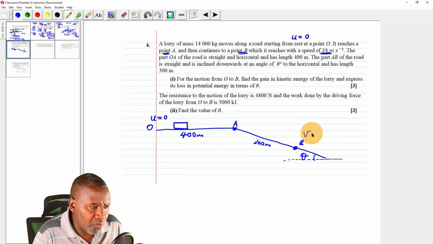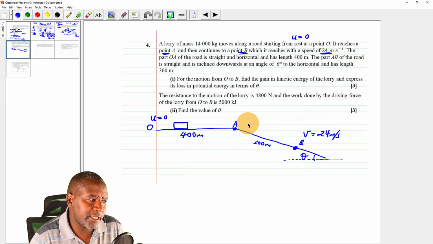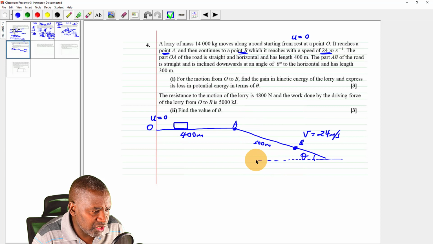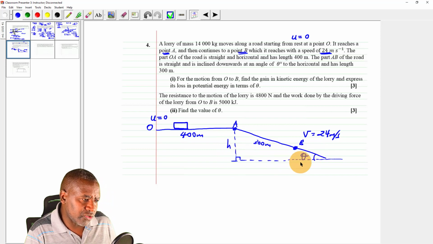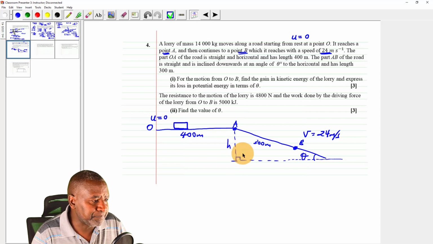V here was 24 meters per second. So we can definitely calculate the gain in kinetic energy of the lorry and express its loss in potential energy in terms of theta. The loss in potential energy will be due to this change in height here, this h. Notice that this is a right-angled triangle with the hypotenuse given, and we know the opposite. That means we need the sine of theta.